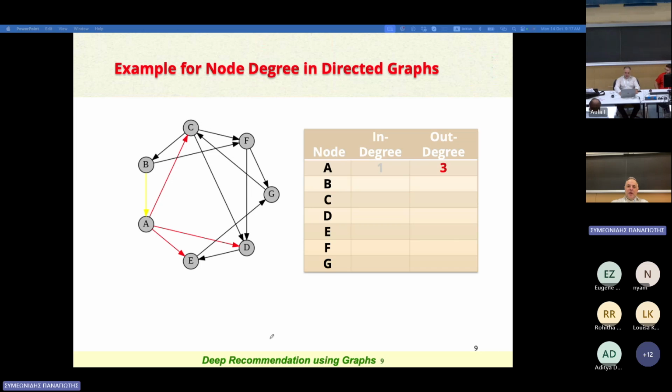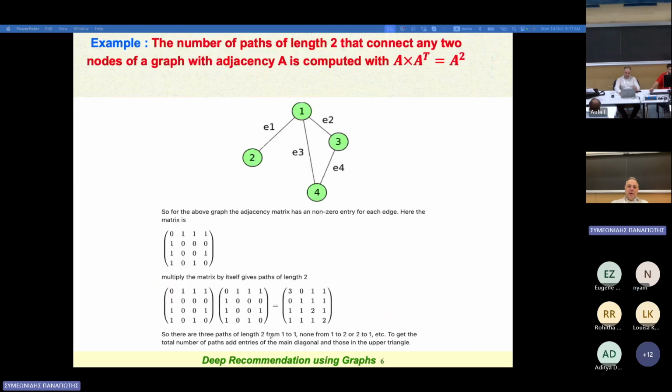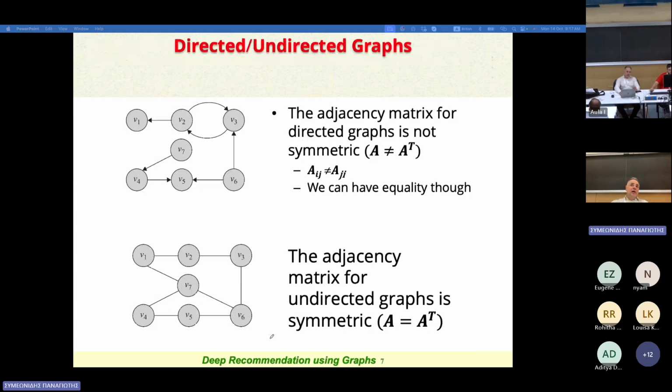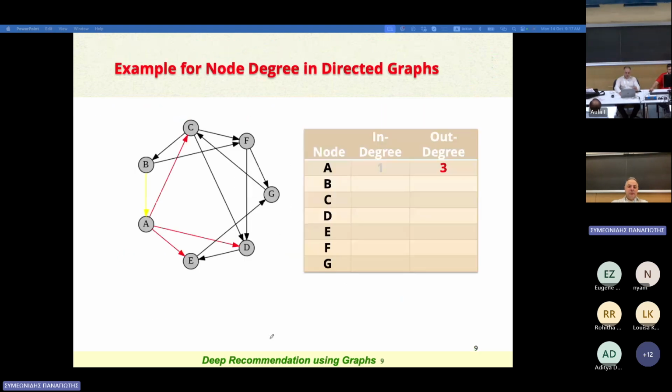We see here that another important thing is the outgoing links and the ingoing links in graphs. Okay, so how many are the outgoing links from a target node? This is the out degree. The in degree is the number of incoming links to the target node. Okay, here we see how you can compute it.